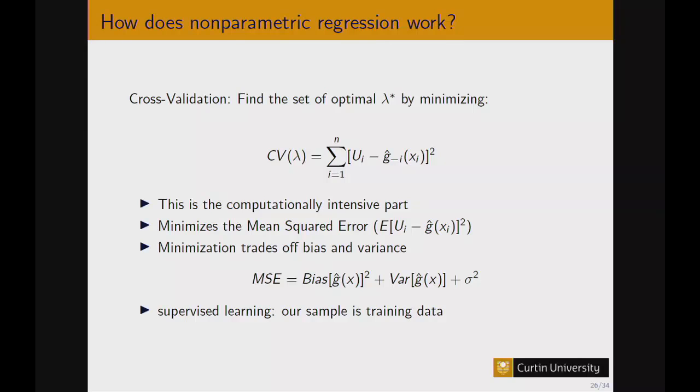So this cross-validation function, you'll notice, is actually minimizing the mean squared error, if we look at this here. That minimization process is actually trading off bias and variance now. In a linear model, we might say it's the best linear unbiased estimator, right? So we're not saying that here. We're saying trade off these two things such that we minimize the mean squared error.